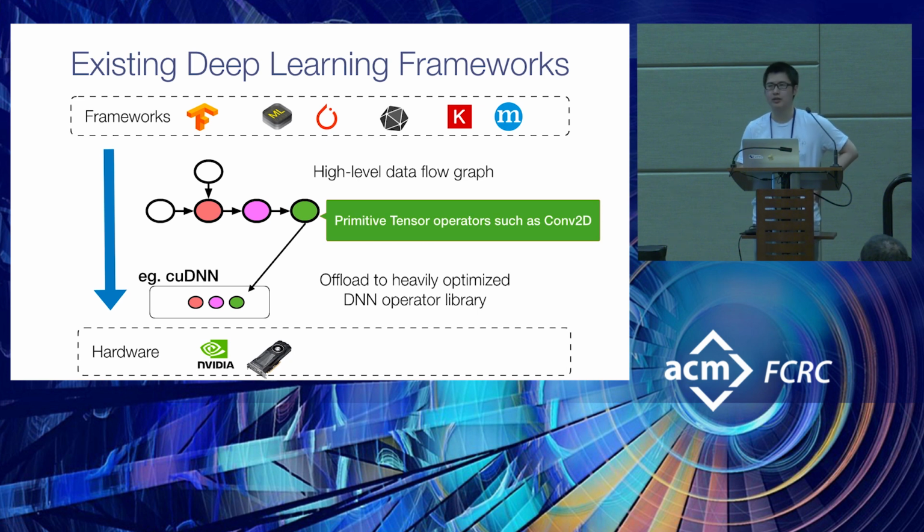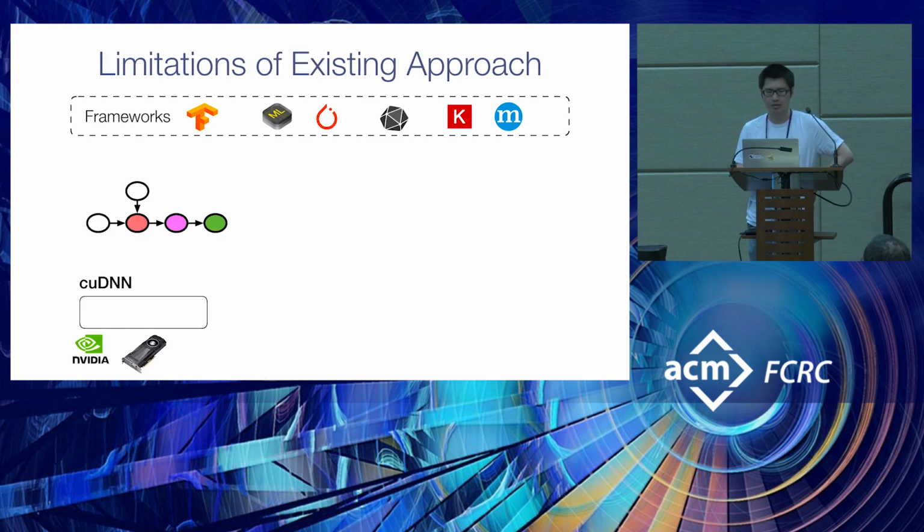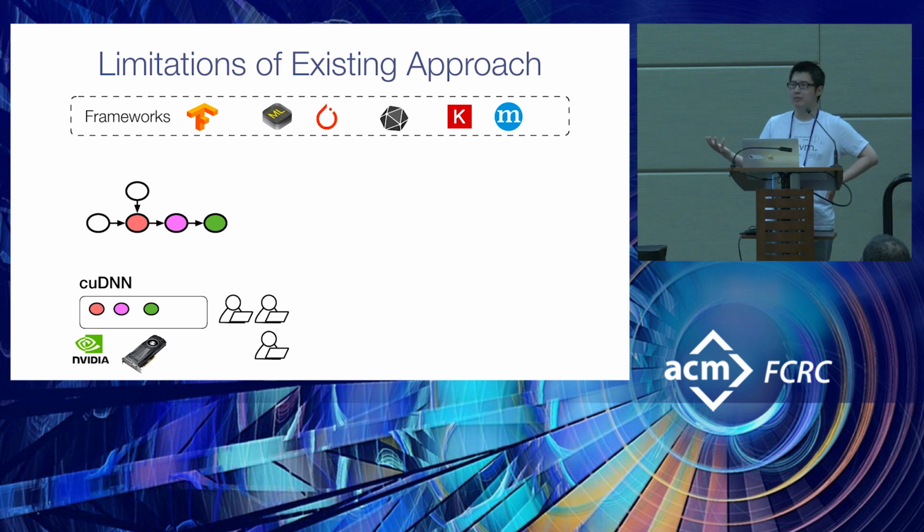In order to offload those operations onto low-level devices, each of the nodes has to be implemented by a low-level library. In the case of NVIDIA devices, it's the CUDNN library. So what's the problem with this approach? The problem is that each of the colored nodes here has to be implemented by a low-level hardware library. That means there are definitely more than 3 people. In fact, NVIDIA has a dedicated team to go and optimize the CUDNN libraries.